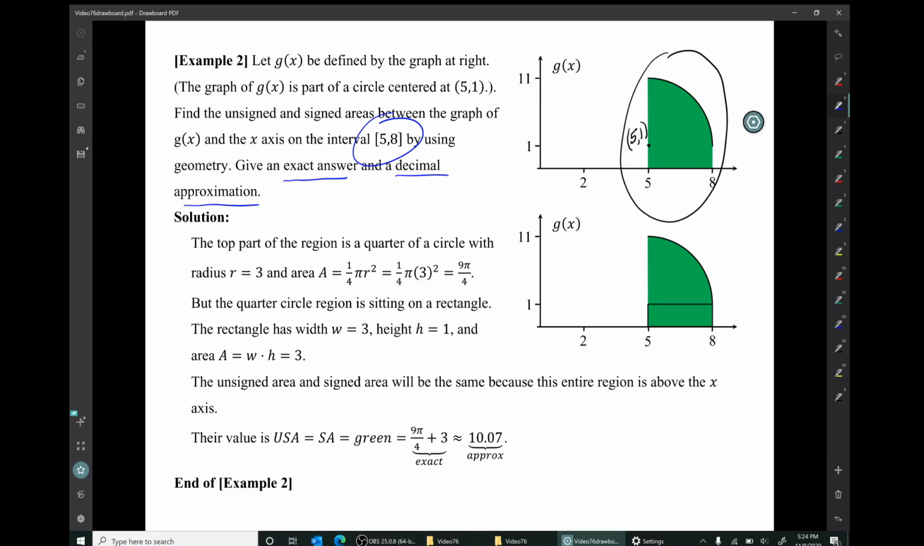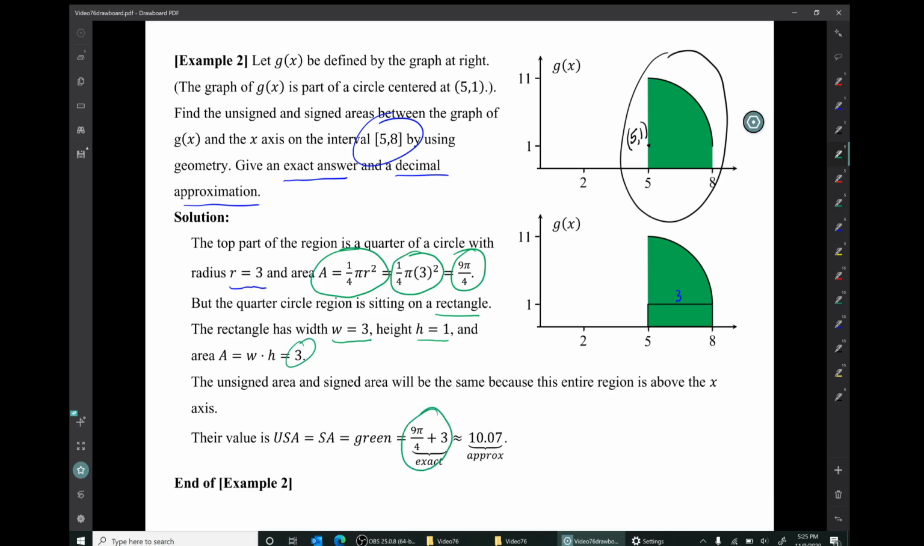Well, the solution to this is to note that the top part of the region is a quarter of a circle with radius r equals 3. So its area is going to be 1/4 of the area of a circle. So that's going to be 1/4 of pi r squared. So 1/4 of pi 3 squared. So in other words, 9 pi over 4 is the area of that green quarter circle. But that quarter circle is sitting on a rectangle. The rectangle has width w equals 3 and height h equals 1. So its area is 3. So the unsigned area will be just the sum of those two numbers, 9 pi over 4 plus 3.